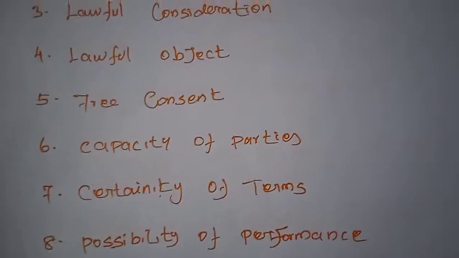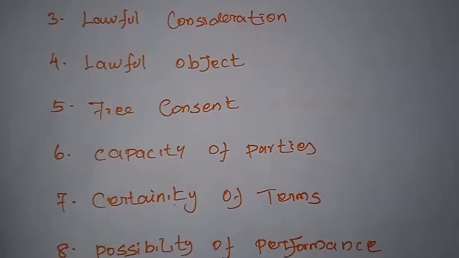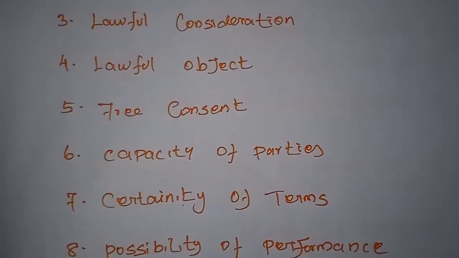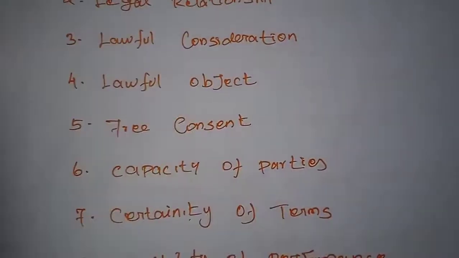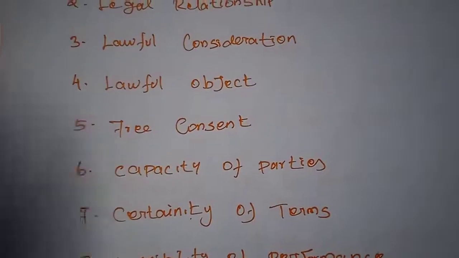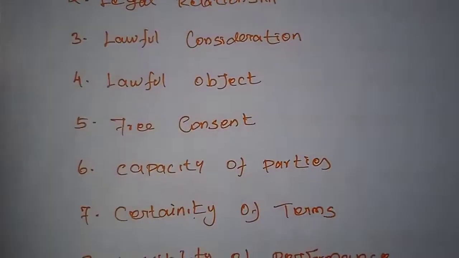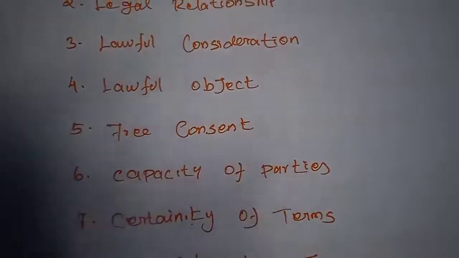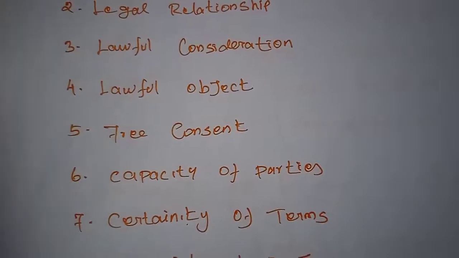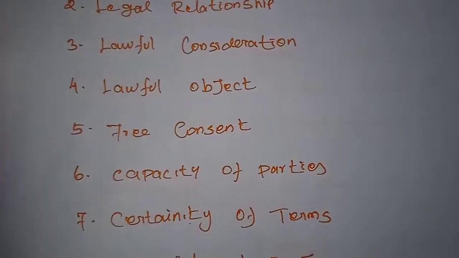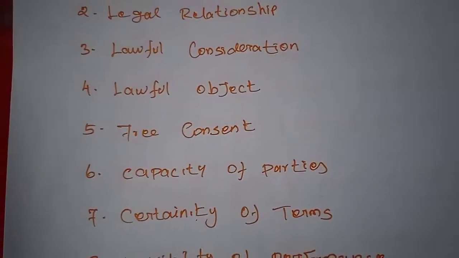Next, free consent. Free consent means autonomous decisions. When the two parties come to an agreement, they also have to take autonomous decisions. The decisions should not be made by force or criminal ways, or under the influence of influenced persons, fraud, and misrepresentations. The consent of the parties must be free and genuine.